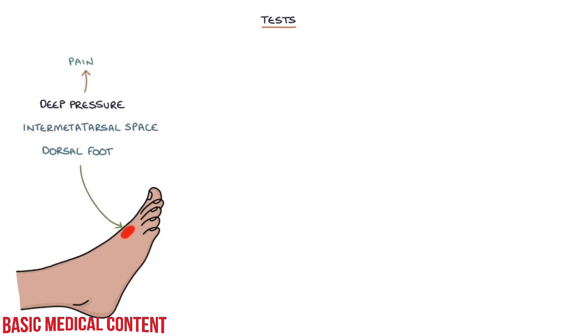There are several ways to test for Morton's neuroma. Applying deep pressure to the affected intermetatarsal space on the dorsal foot, on the back of the foot, will cause pain with a Morton's neuroma.